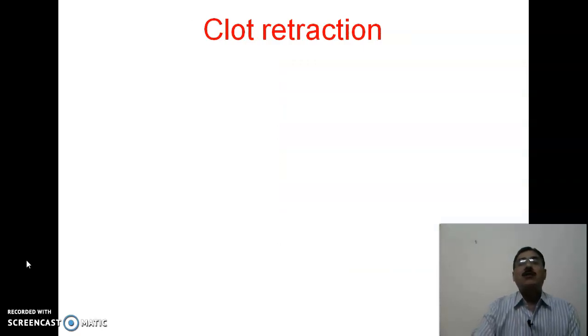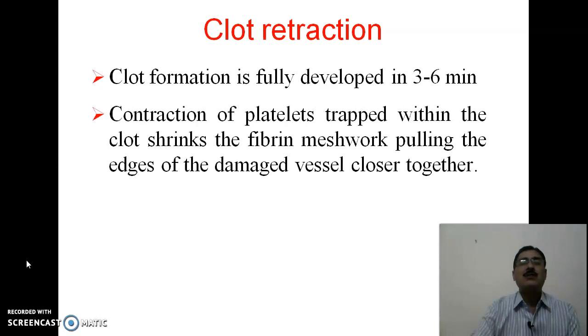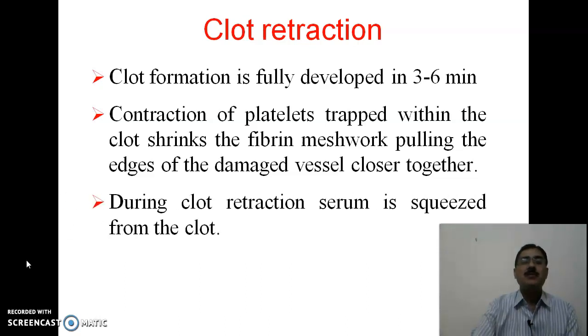Now the clot retraction. The full development of the clot takes approximately 3 to 6 minutes. The contraction of platelets trapped within the clot shrinks the fibrin meshwork, pulling the edges of the damaged vessels closer together. During clot retraction, serum is squeezed from the clot.